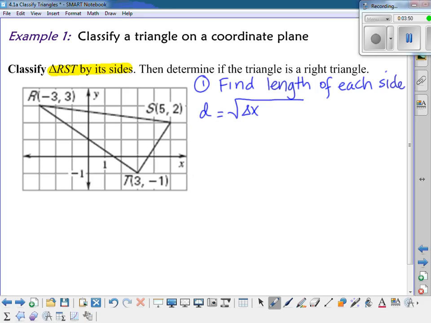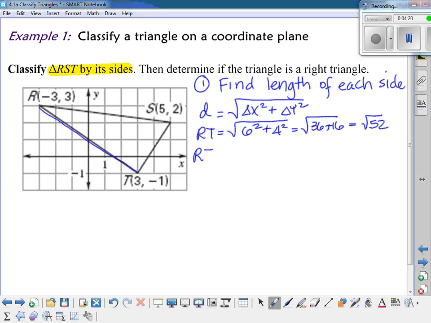But we take the change in x and we square it, and we add the change in y squared to that. So if I'm looking at RT here, my change in x from -3 to +3 is 6. My change in y from 3 down to -1 is 4. So 6 squared is 36. 4 squared is 16. Add those together and I get 52. And so 52 is the same as 4 times 13, so I can simplify that radical, and RT would equal 2 root 13.